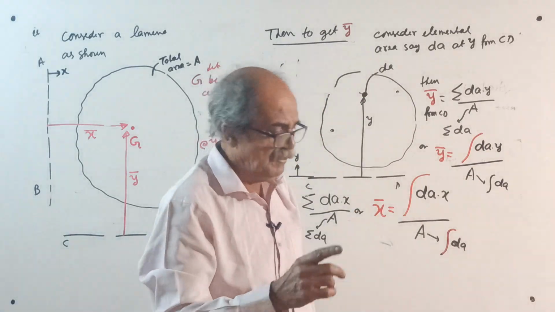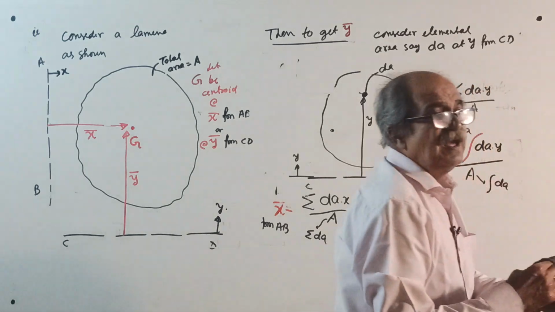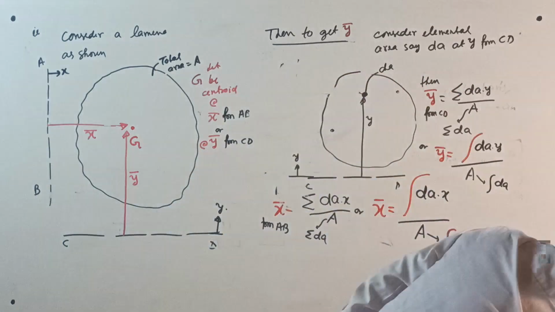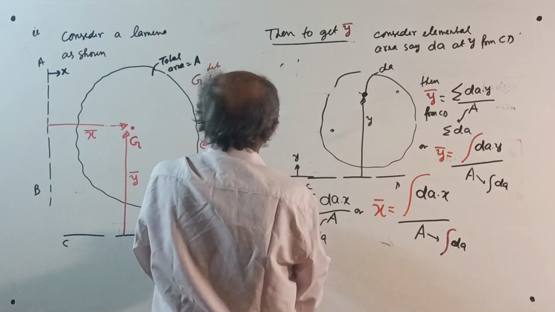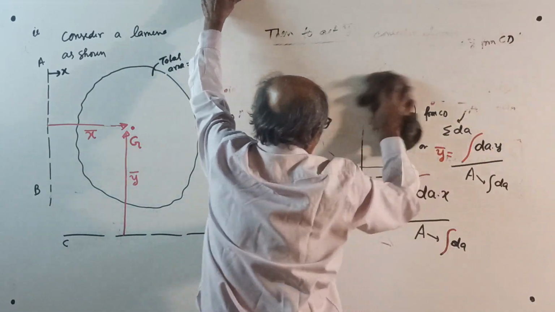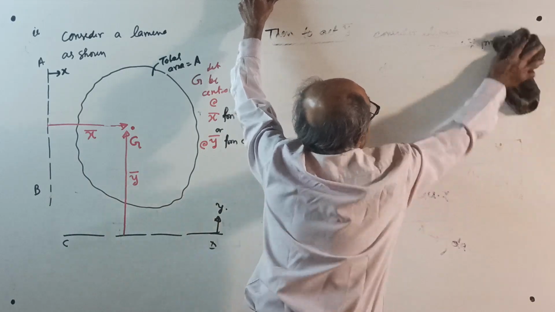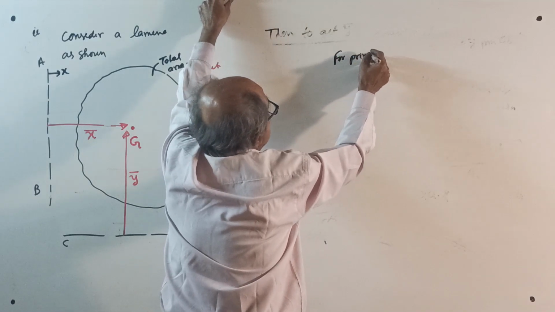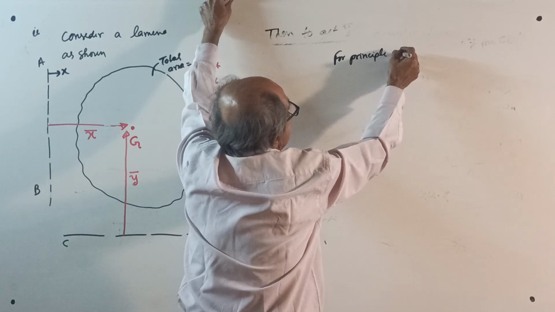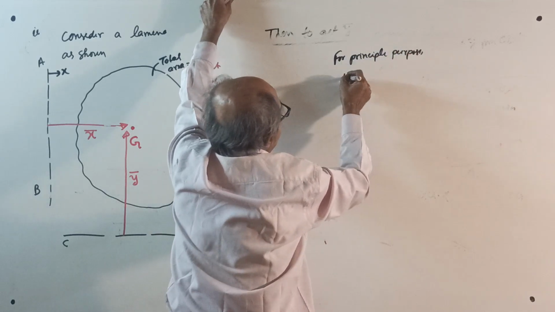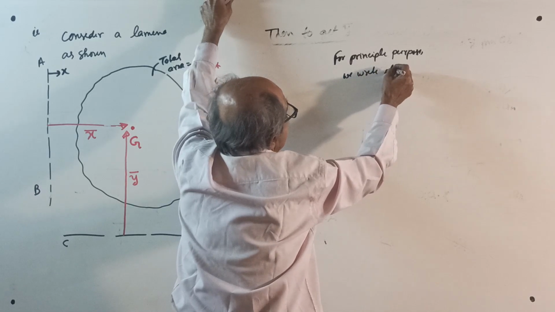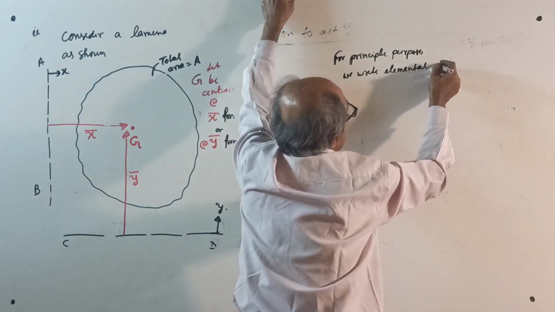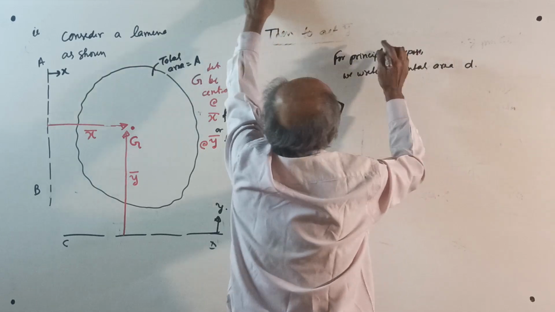Now, one more note I will tell you. Here I told elemental area, but remember, from the principal point of view, this is very important. For principal purposes, we write elemental area. Elemental means very, very small. Elemental area dA.